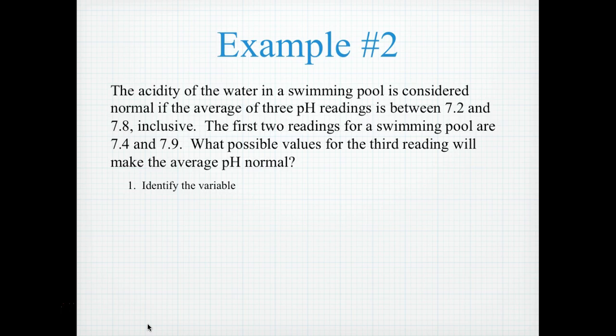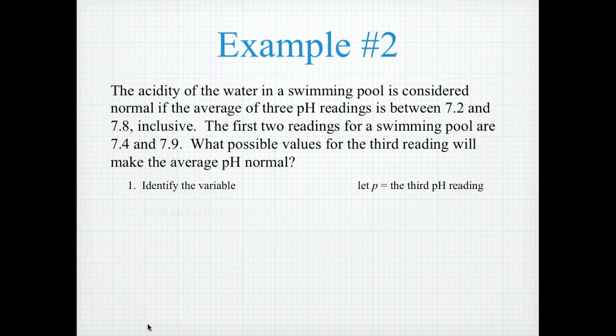So for the variable, we're going to select the variable P to represent the third pH reading. We already have the first two values of 7.4 and 7.9, and to find an average, we add all 3 pH readings together and divide it by 3. Now, that average has to be between and including 7.2 and 7.8 in order to produce a normal pH for the swimming pool.